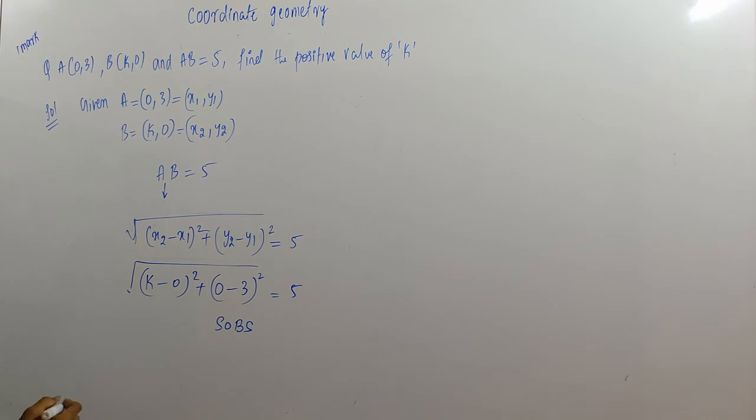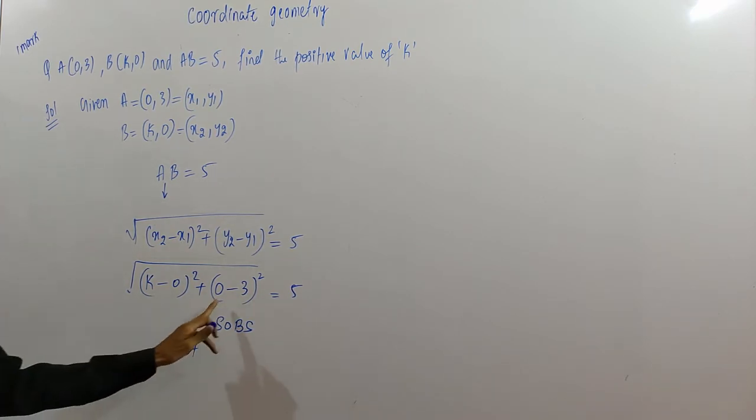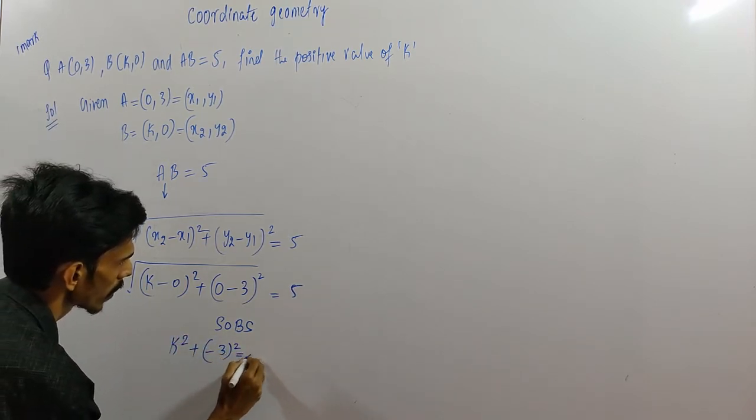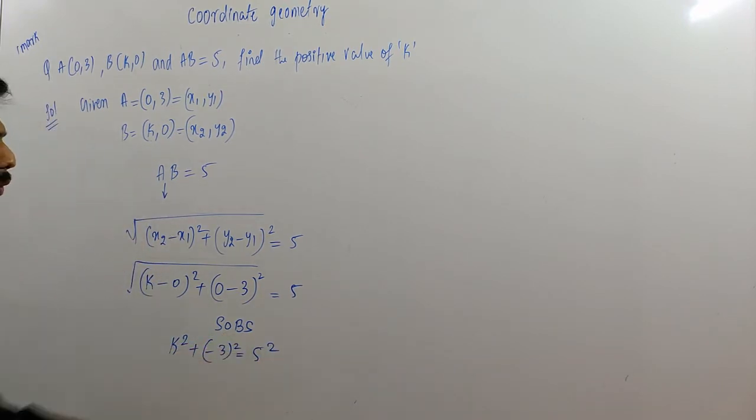We have k minus 0. K minus 0 is k only. So it will become k square. 0 minus 3 is minus 3 square is equals to, here we will have 5 square because we have squaring on both sides.